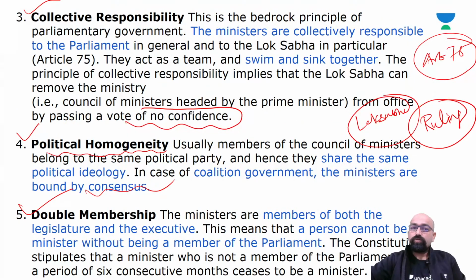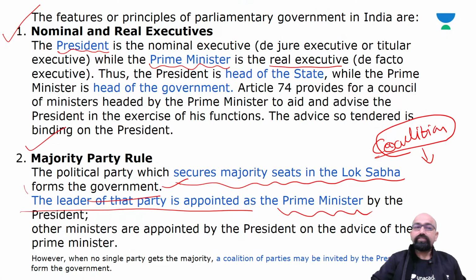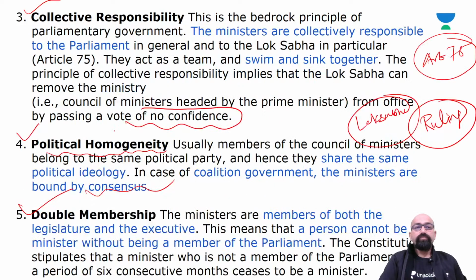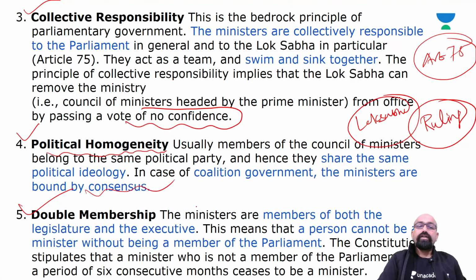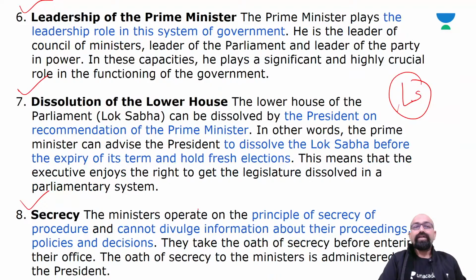Yes. So, these are the features of parliamentary government in India: nominal and real executives, majority party rule, collective responsibility, political homogeneity, double membership, leadership of the prime minister, dissolution of the lower house, and secrecy.